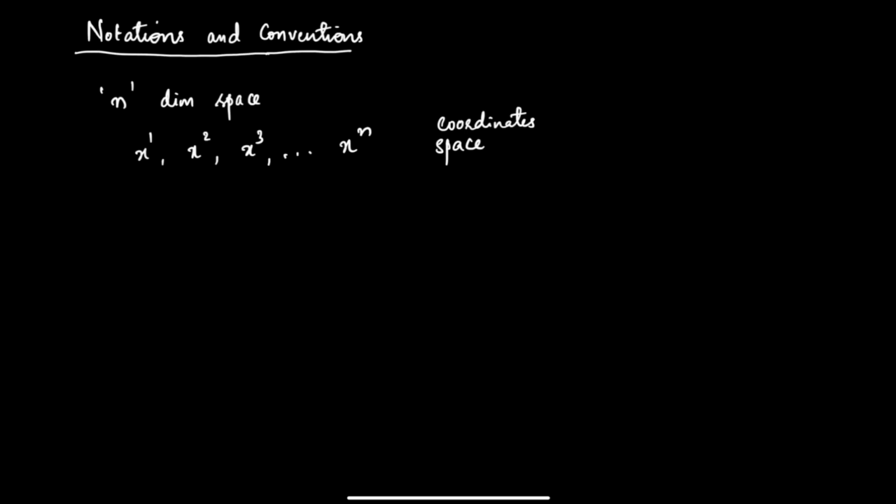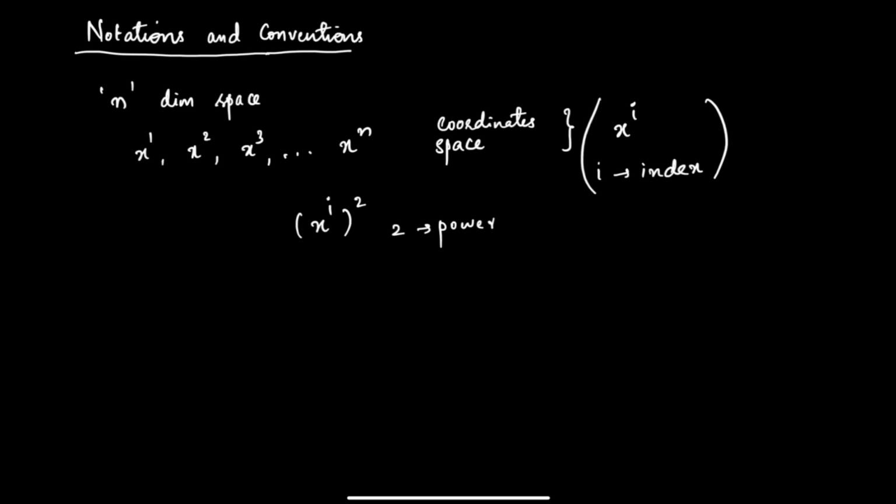In general, we have a notation x^i. You should not confuse this i with the power. Here i is just a superscript or index. So i is index, not power. For example, if you want to write square of any coordinate, then you have to use a bracket and then write the square. So here 2 is power, but here i is index. So that is the notation that we use.